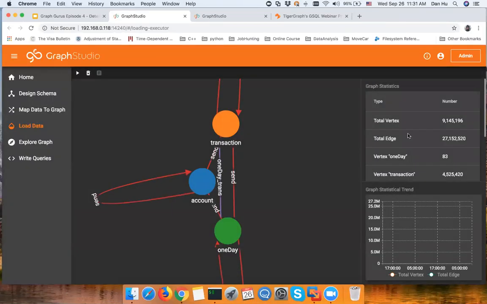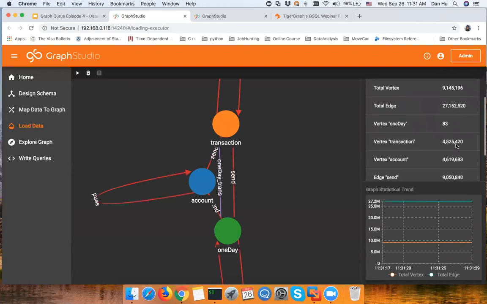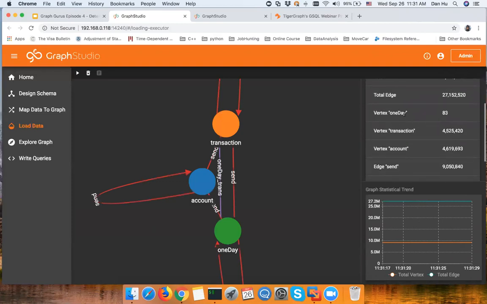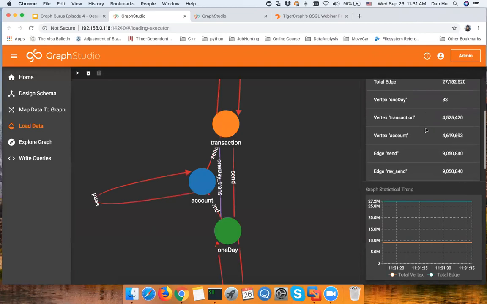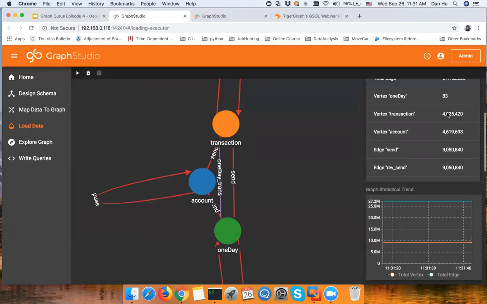So for today's demo, look at the graph statistics here. We use 9 million vertices with 27 million edges. For each type, for example, the date index node, we have 83. That means it involves 83 days of data. And it has 4 million transactions within 83 days. It also involves 4 million accounts for those transactions. The sender edge has 9 million. The reverse sender edge is the same number. And the one-day transaction is the same number as the transaction. Okay, so that's our data.